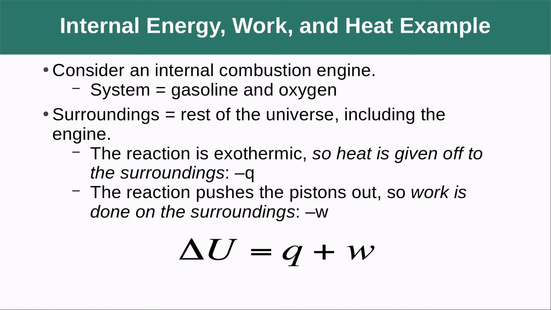So if we consider an example of this, we could have a system inside of a combustion engine. For instance, we could define the system to be the gasoline and the oxygen, and the surroundings is pretty much everything around that, including the engine. This reaction is exothermic. It's going to give off heat, so Q is negative. And the reaction pushes the pistons out by expanding, so work is negative. Ultimately the gas and oxygen have decreased their internal energy by releasing it out into the world.